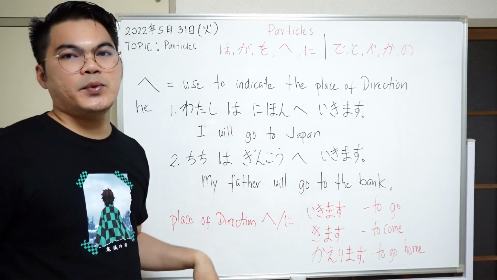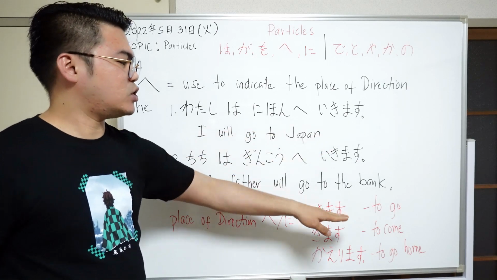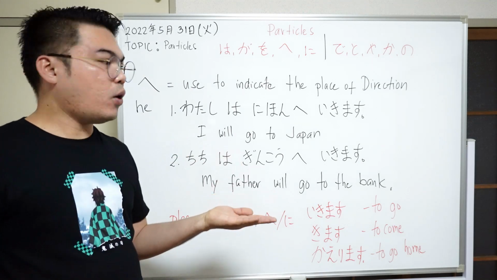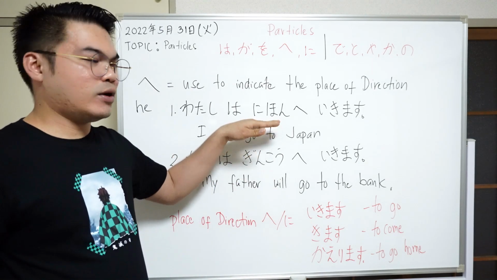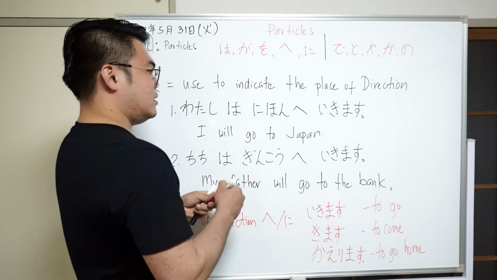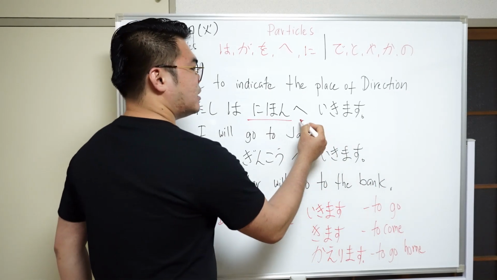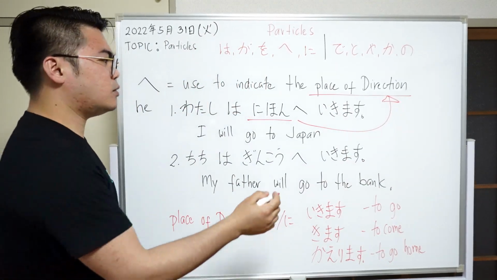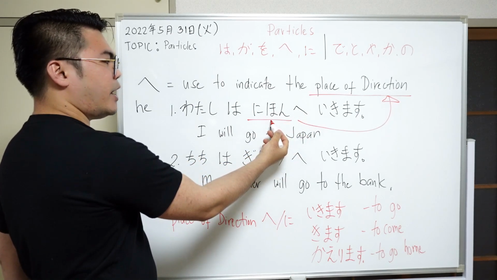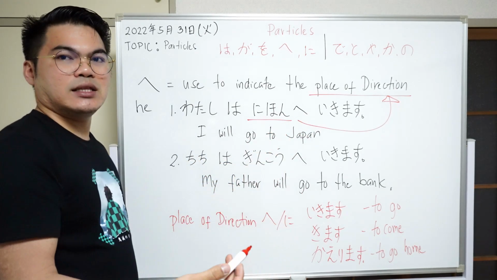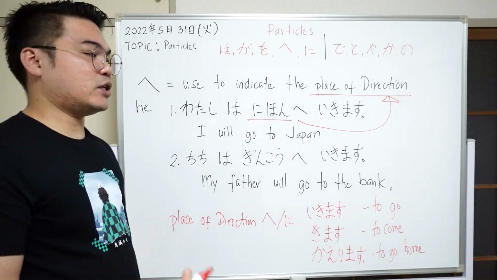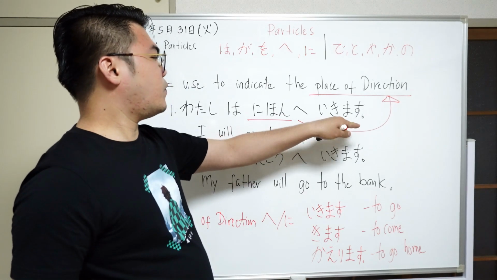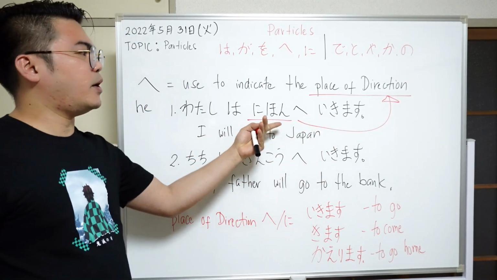Okay, we have new vocabulary here: ikimasu, which means to go. But where will I go? To Japan. Japan here serves as the place of direction. That's why we need to put particle e after the place of direction to indicate the place of direction. And this is the directional verb. Of course, we use the directional verb because we have a place of direction.